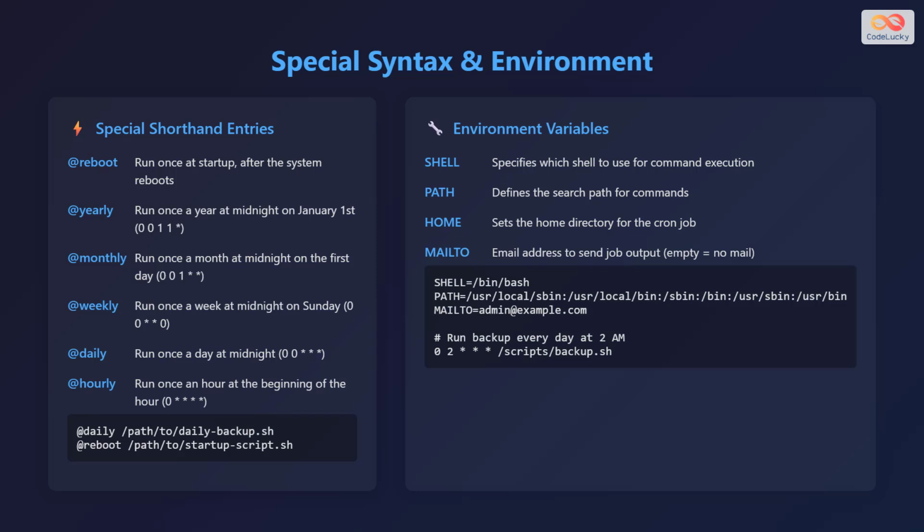Here is an example of how to define environment variables in Crontab. SHELL=/bin/bash. PATH=/usr/local/sbin:/usr/local/bin:/sbin:/bin:/usr/sbin:/usr/bin. MAILTO=admin@example.com. The rest is to run backup every day at 2 a.m. 0 2 * * * /scripts/backup.sh.